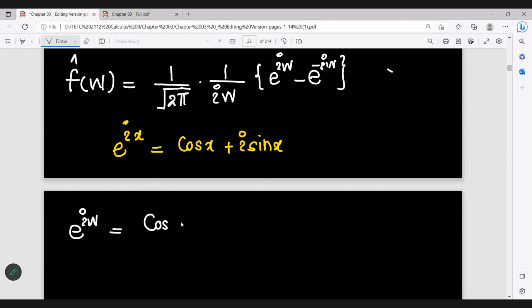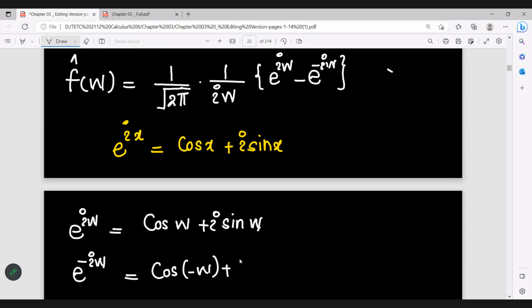It's cosine w plus i sine w. How about e to the power minus iw? It should be cosine minus w plus i sine minus w.